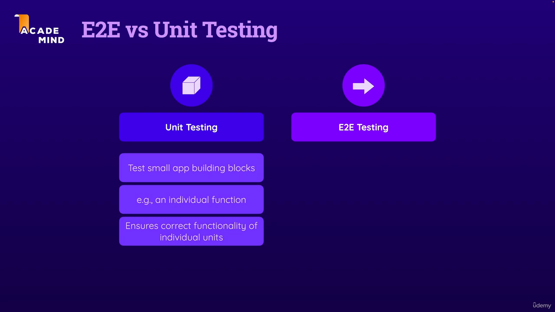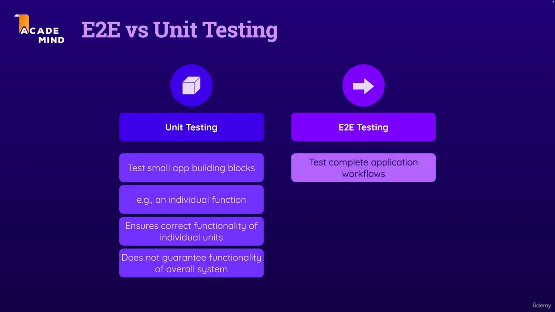individual units. However, of course, with unit tests alone, you can't ensure that those units work correctly once they're being combined. So unit tests don't guarantee the functionality of the overall system. And therefore, that's where end-to-end testing comes into play. Unit testing is important to test your individual building blocks and find errors early when those blocks break. But you then also have end-to-end testing to test those complete application workflows as mentioned, like that login flow.